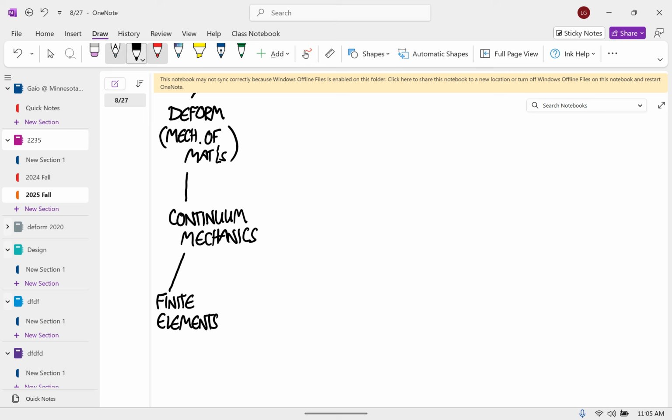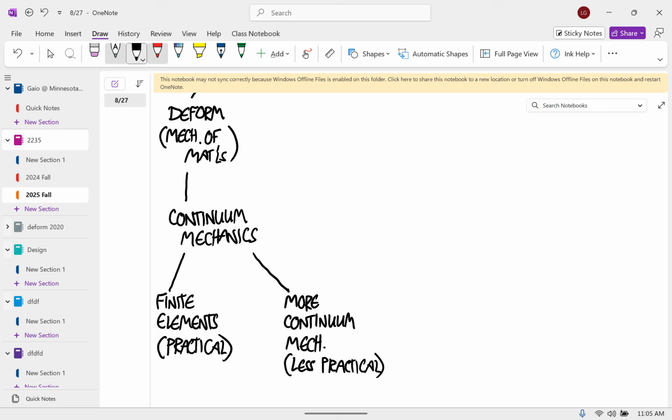This is a computer approach, and it's the practical way to address these issues. The less practical, but more interesting approach mathematically would just be more continuum mechanics. But no company has people on staff just doing continuum mechanics. If they need calculations done, they do it with computer methods.